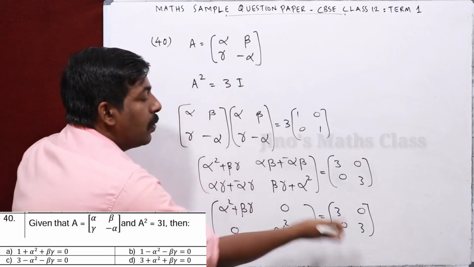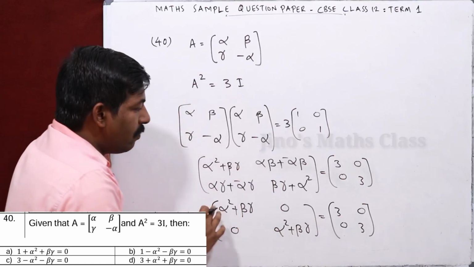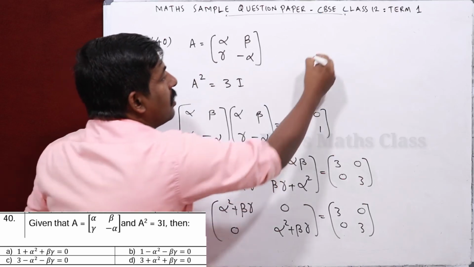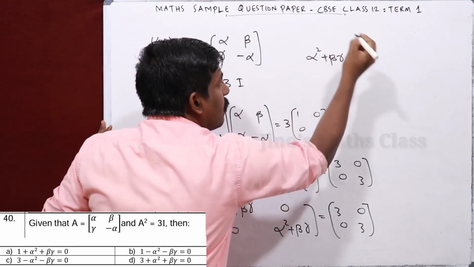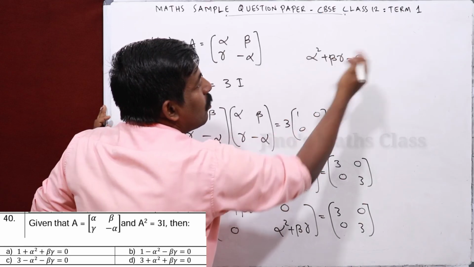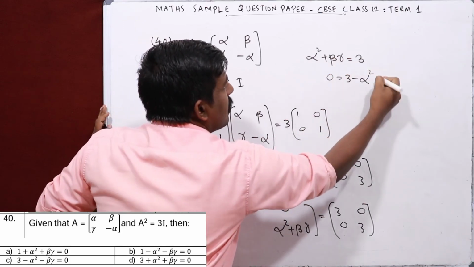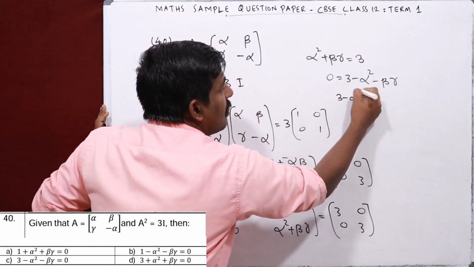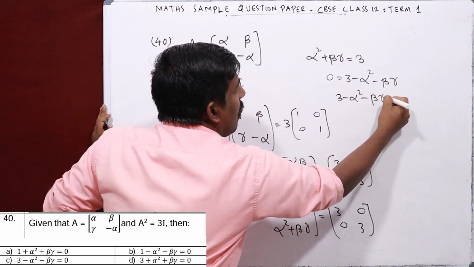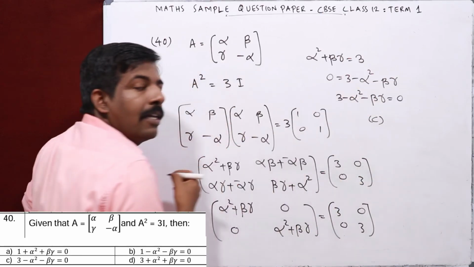Now we can equate the elements. Why? Because these two matrices are equal. So when we equate the elements, here we are getting alpha square plus beta gamma is equal to 3. Now we can take these terms to right hand side. So that means 0 is equal to 3 minus alpha square minus beta into gamma, or 3 minus alpha square minus beta gamma is equal to 0. Therefore option C is the correct answer.